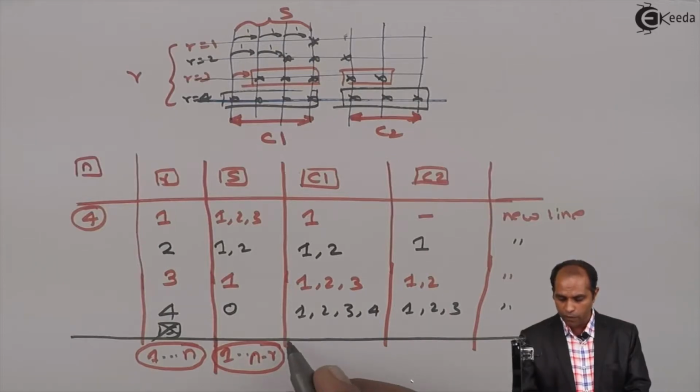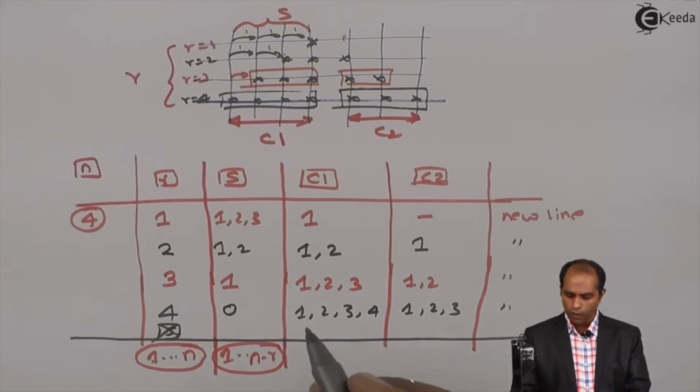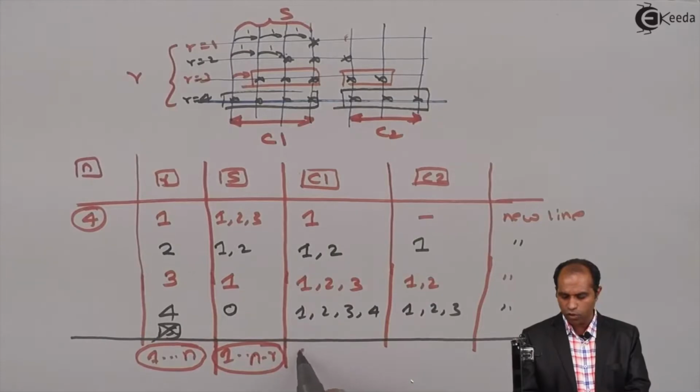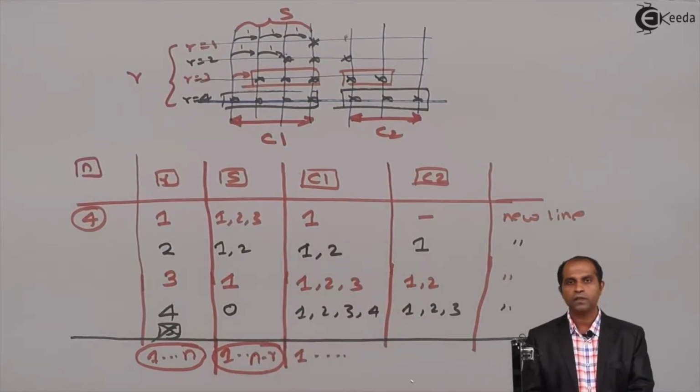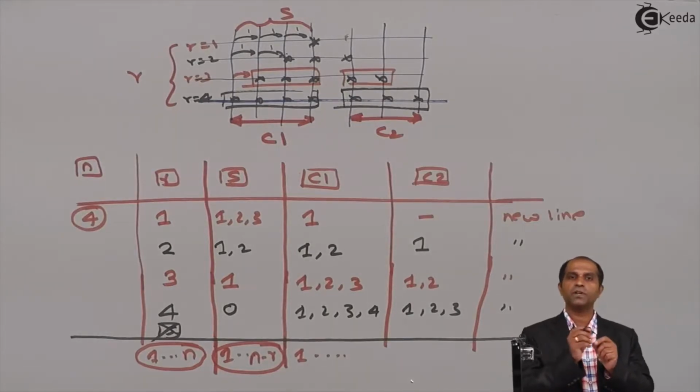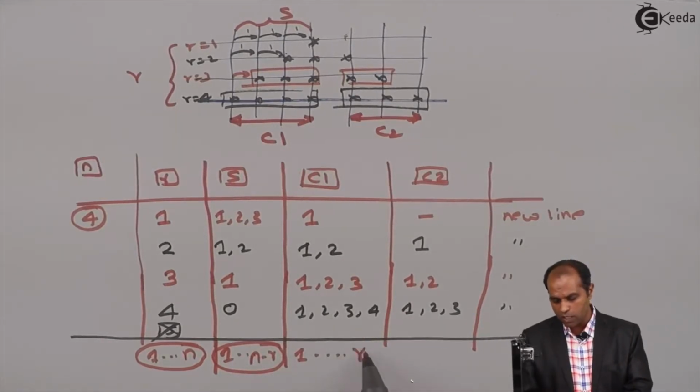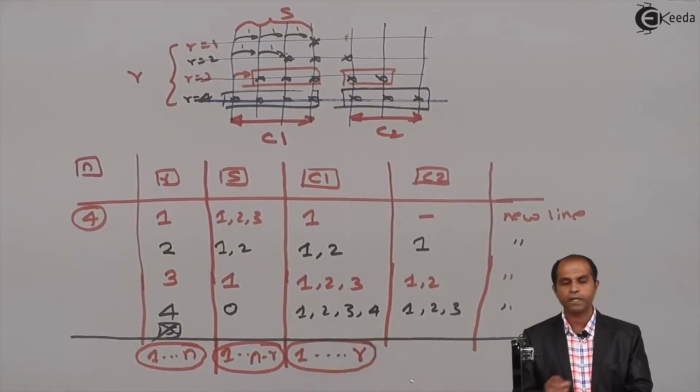Let's think of C1 now. What will be the value of C1? If you observe, the first character of C1 is always 1, but the last character of C1 changes, and this change is as per the value of R. So C1 will start with 1 and end up at R.